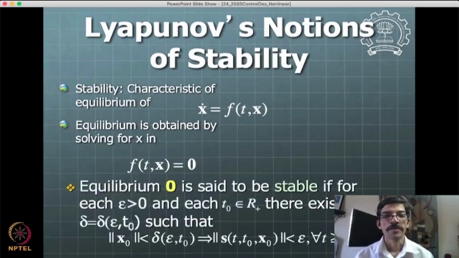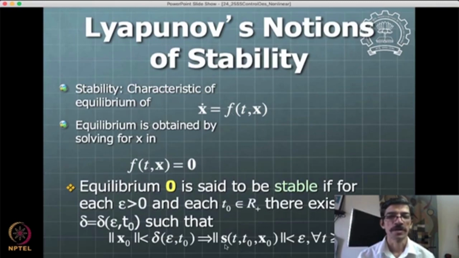Now we assume that the system, however it has been defined, has equilibrium zero. That means when we put x dot equal to 0, we get x equal to 0. That equilibrium 0, in Lyapunov's first notion of stability, is said to be stable if for each epsilon greater than 0 and each t belonging to the positive real line, there exists a delta, a function of epsilon and t, such that this condition is satisfied. Here x is a solution trajectory of this equation near equilibrium.